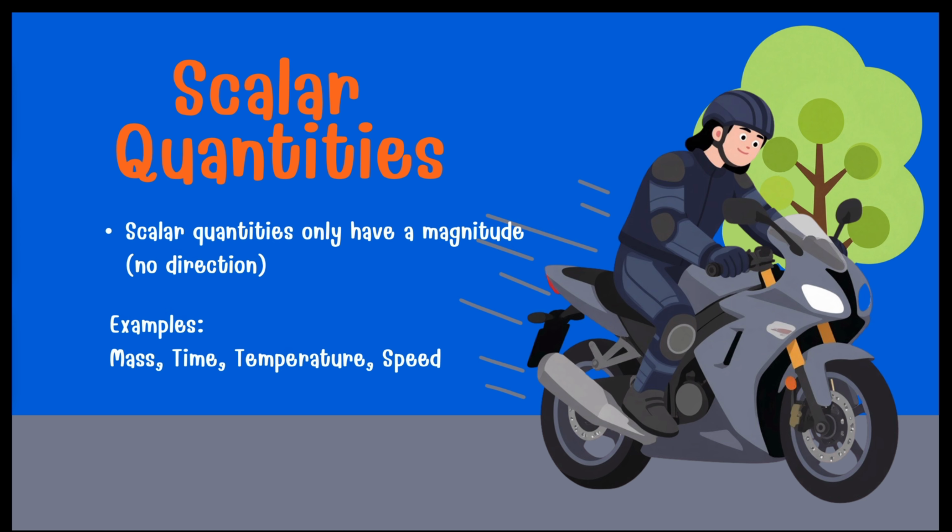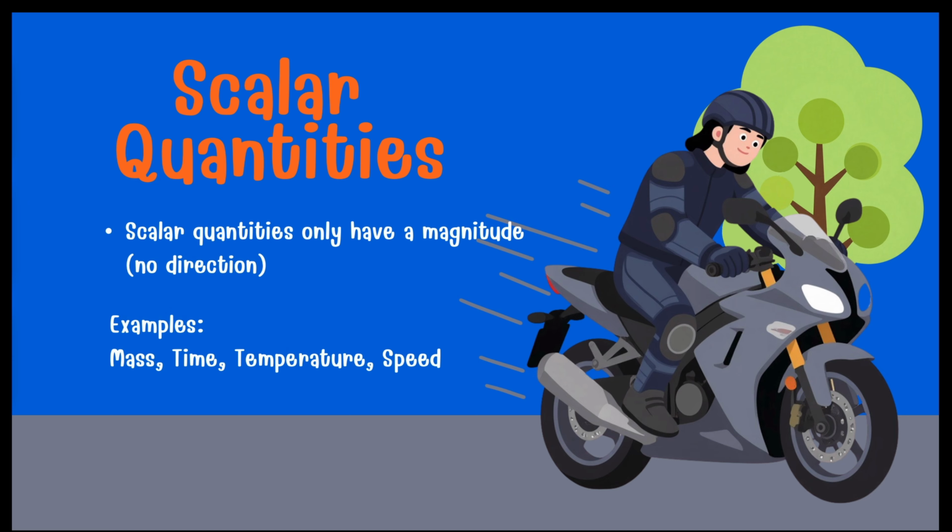If an object has a mass of 3 kilograms, this tells us the amount of mass. We do not need to give a direction. Time is also a scalar quantity. If a race takes 12 seconds, this tells us an amount of time. Time does not have a direction.